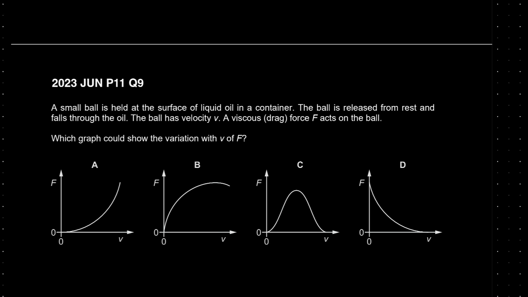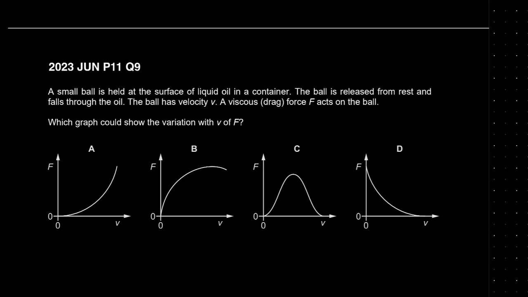Alright, this one. A small ball is held at the surface of liquid oil in a container. Ball is released from rest and falls through the oil. Ball has velocity v, viscous drag F acts on the ball. Which graph could show the variation with v of F? So basically this is the variation of drag with velocity, right?